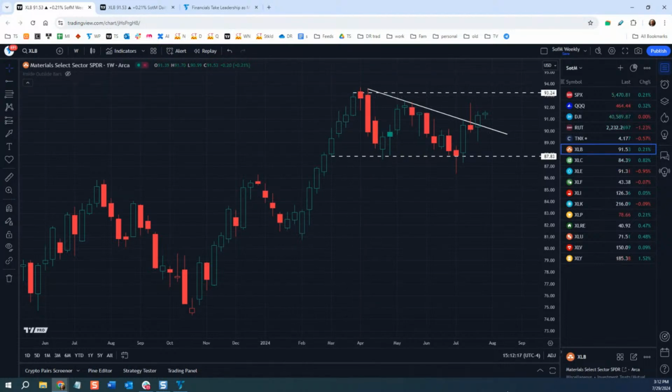Now, what's interesting about this chart is it's very similar to the XLI. Both of these are cyclical, and you can see both are in these sideways channels. So people might be starting to think about whether we get a breakout from sideways ranges in the XLB and the XLI. And I think that might be the signal people are going to be looking for in names like this.